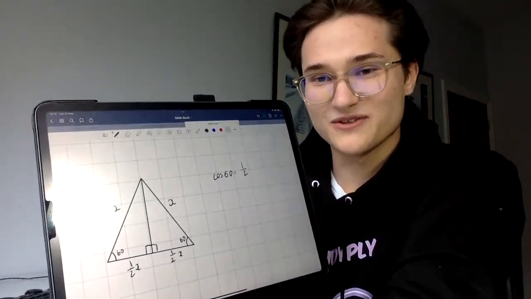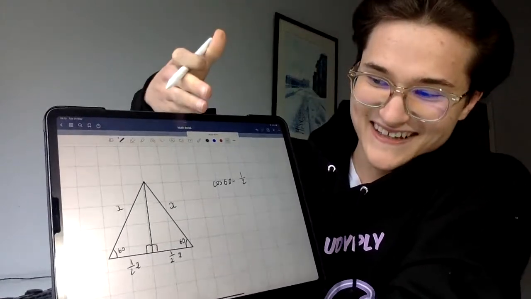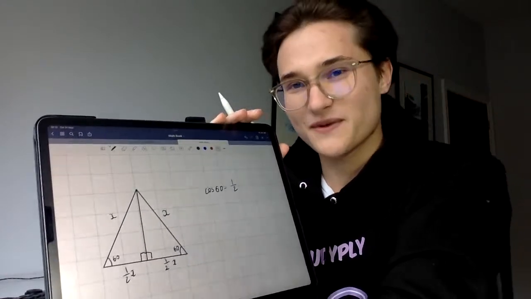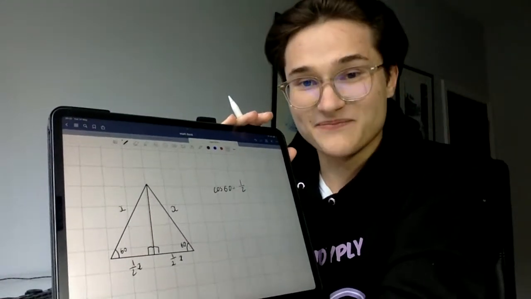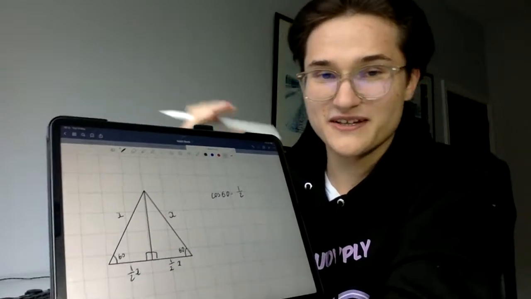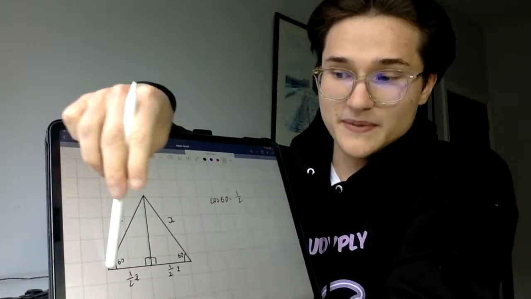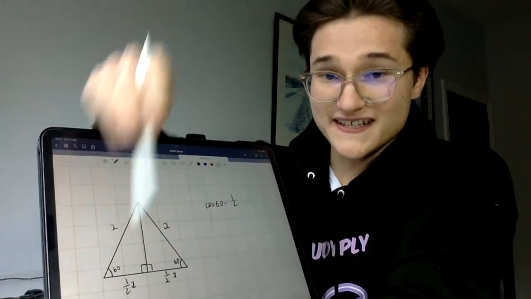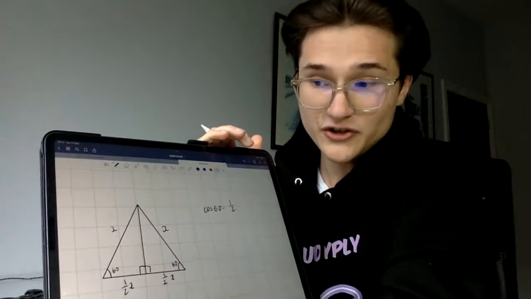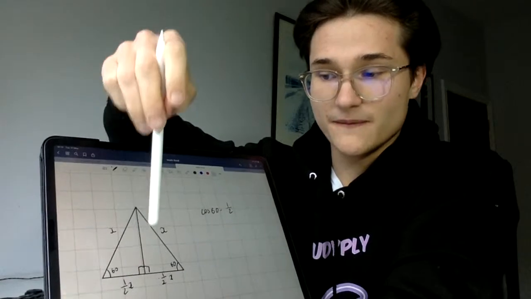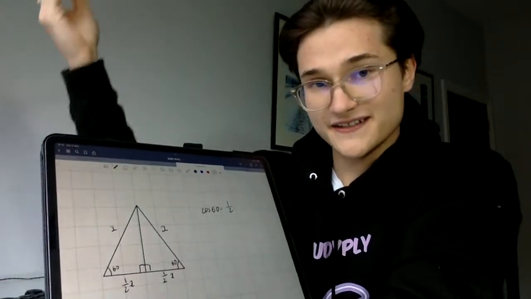QED, for Latin, I don't know what it stands for, but yeah. So right there, that's how you prove and find what cos 60 is without a calculator. Just draw an equilateral triangle and split it. Once you split it, you know the base is half of whatever the length is, and use SOHCAHTOA to your advantage. So cos 60 is half x over x, which is a half. Hopefully that makes sense. Let's see what you guys are saying.